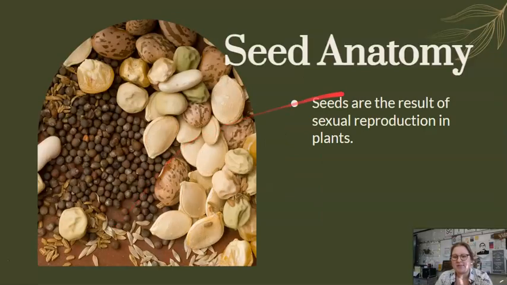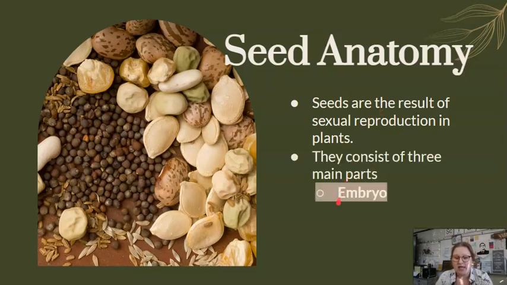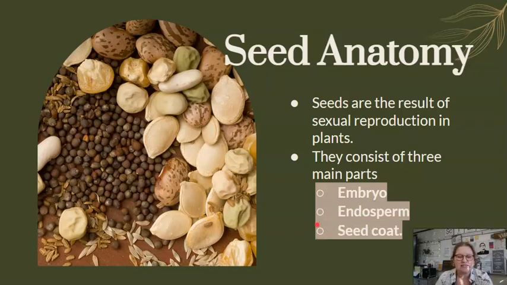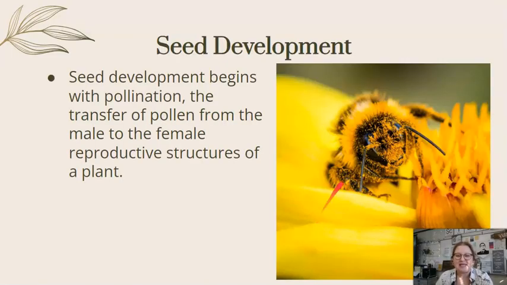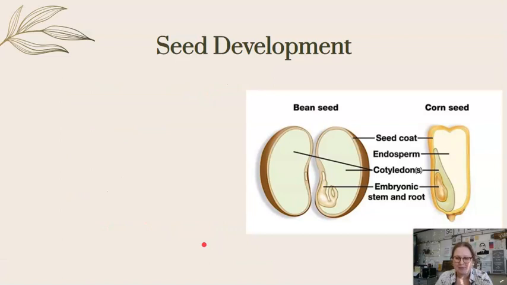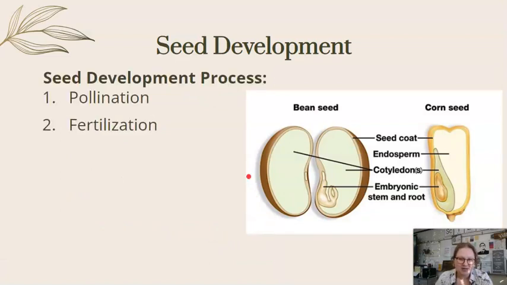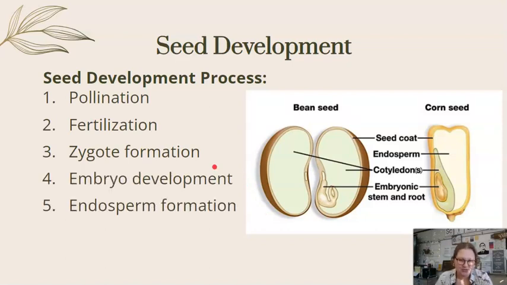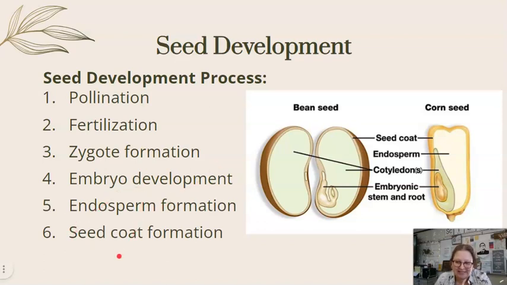So first, let's talk about seed anatomy. Seeds are the result of sexual reproduction in plants, and they consist of 3 main parts: the embryo, the endosperm, and the seed coat. So seed development begins with pollination. There's a little bumblebee covered in pollen, and it's the transfer of pollen from the male to the female reproductive structures of a plant. Fertilization occurs when a pollen grain combines with an ovule, leading to the formation of a zygote. So first we have pollination, then fertilization, then zygote formation, embryo development, endosperm formation, and then finally seed coat formation.